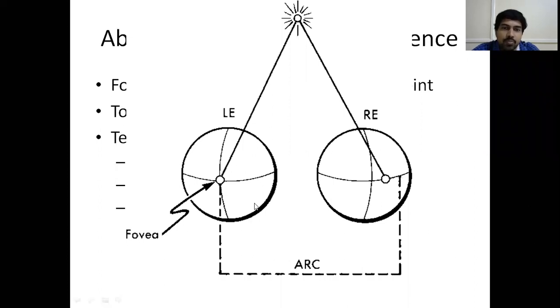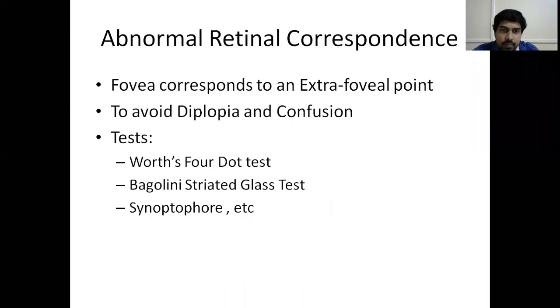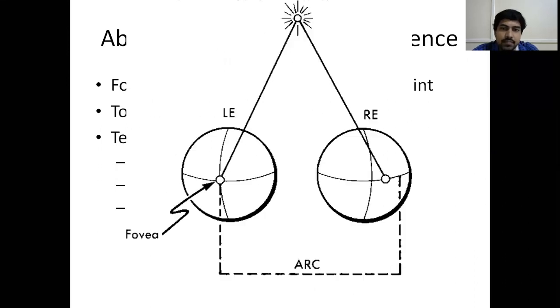In abnormal retinal correspondence, what happens is this part, the fovea of the normal eye, gets correspondence with some other point, an extrafoveal point, so that there is no confusion or no diplopia. That is abnormal retinal correspondence. That is again evaluated by the Bagolini striated glass test and the Maddox test.